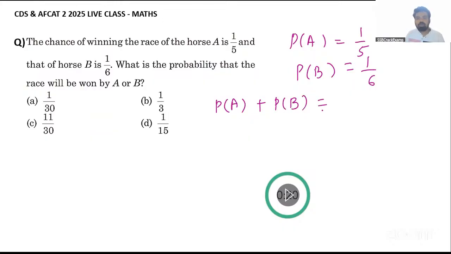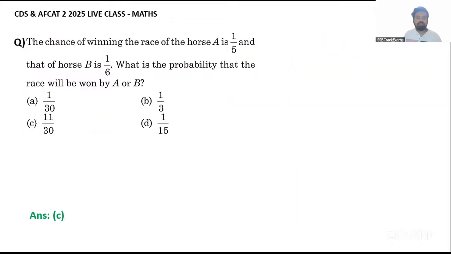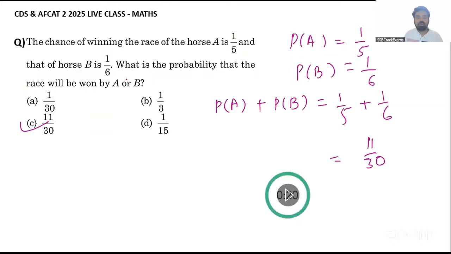So it is 1/5 plus 1/6. Simple. 11/30 is option number C. Questions are not that difficult. They are easy. You just have to focus on what is given. It is or. So when there is or, we will add.